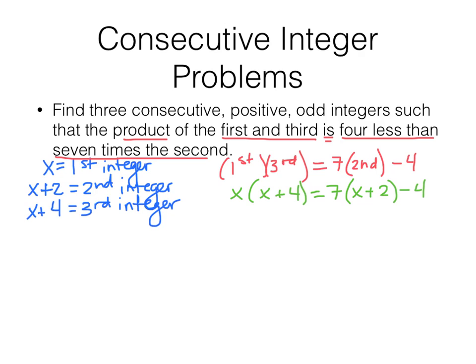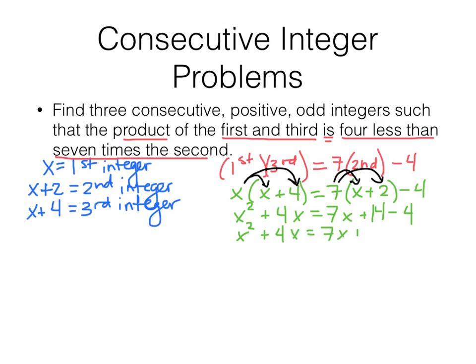We're going to distribute and solve. Now right here, this is what makes this a quadratic equation, is that when we distribute there, we get an x squared. Not on this side though. So x squared plus 4x equals 7x plus 14 minus 4. So 14 minus 4 is 10. So I have x squared plus 4x equals 7x plus 10. I'm going to subtract both the 7x and the 10 from the right side so that I get one side equal to 0.